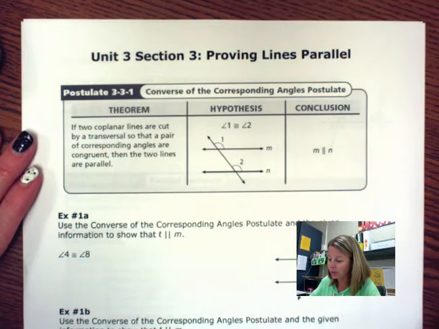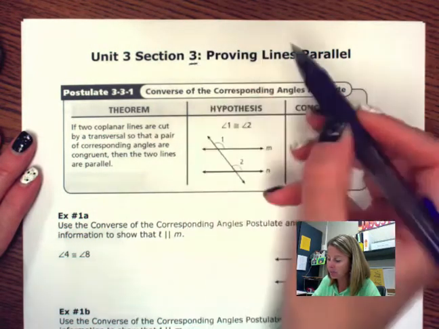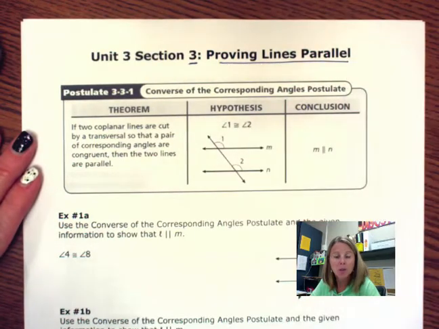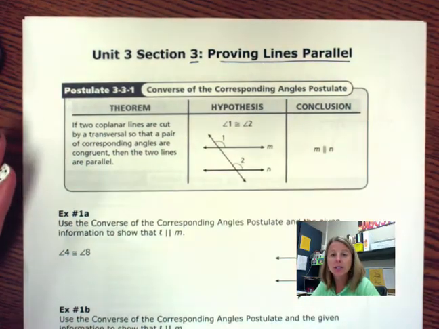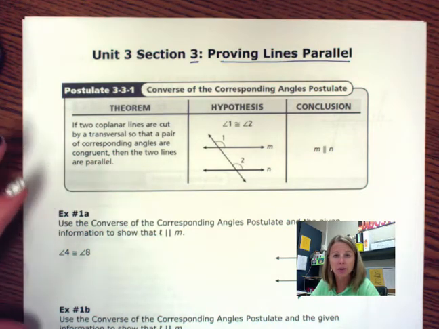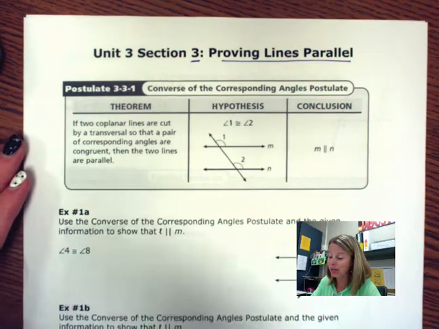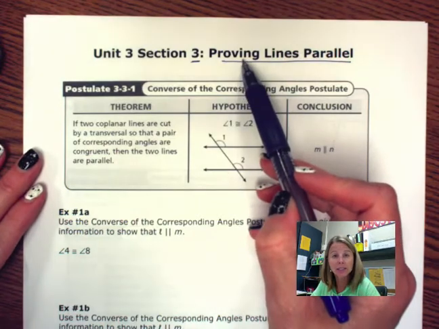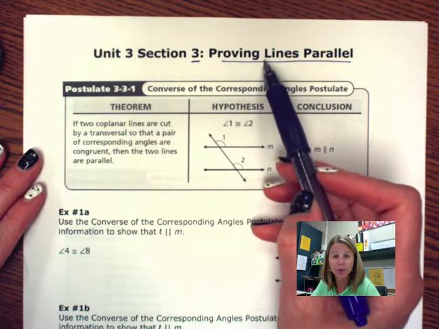Welcome to Unit 3, Section 3, Proving Lines Parallel. We are going to continue looking at our corresponding angles, alternate interior angles, but this time we're actually going to show the lines are parallel instead of showing the angles are congruent.